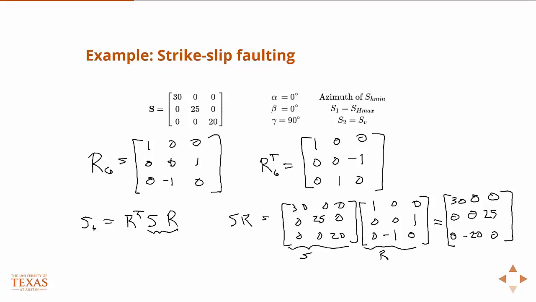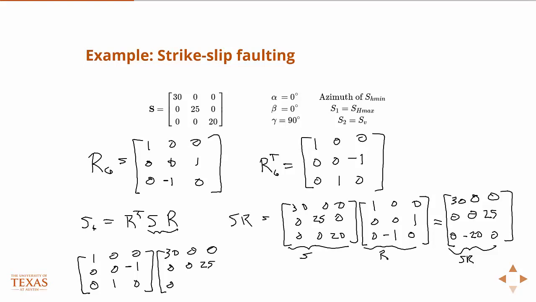All right, so that's SR, and now I want to multiply that by R transpose. So then I have 1, 0, 0, 0, 0, minus 1, 0, 1, 0. And so I'll just write down the answer. It's 30, 20, 25. So this is SG.